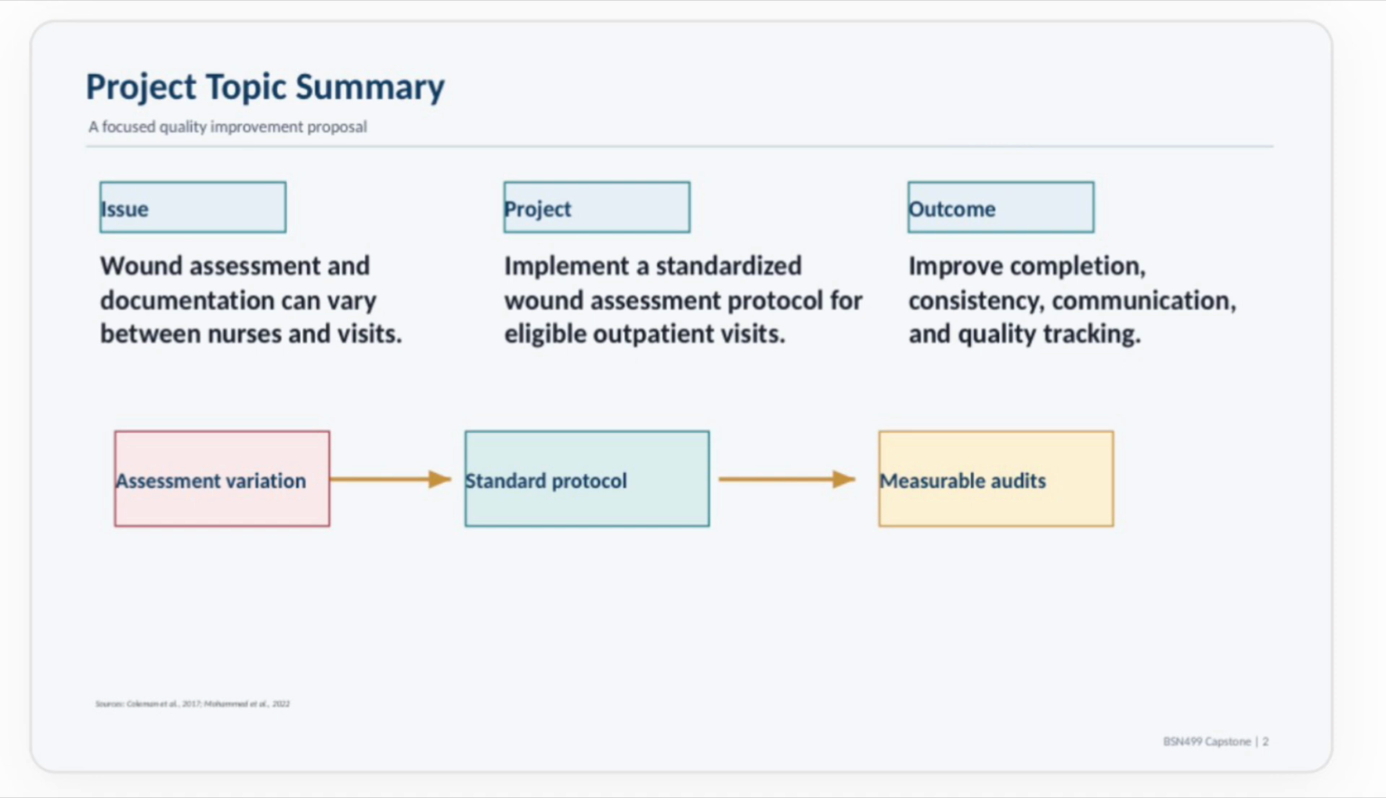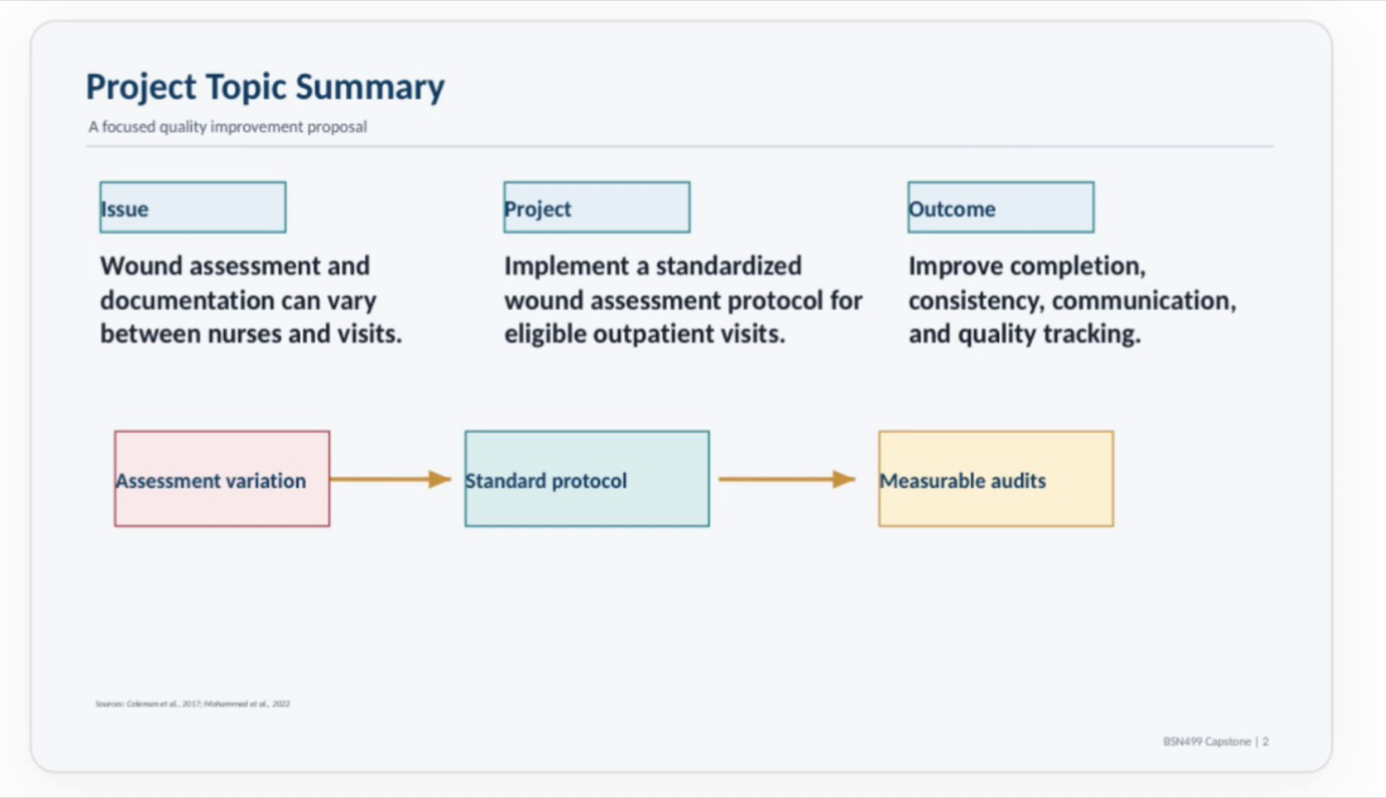Slide 3, Project Topic Summary. The project topic is a standardized wound assessment protocol for eligible outpatient wound care visits. The problem to be solved is inconsistency in wound assessment and documentation. In practice, one nurse may describe drainage, tissue, wound edges, or peri-wound skin differently from another nurse. A record may contain enough information to describe one visit, but may not contain consistent information that allows the team to compare progress over several visits.